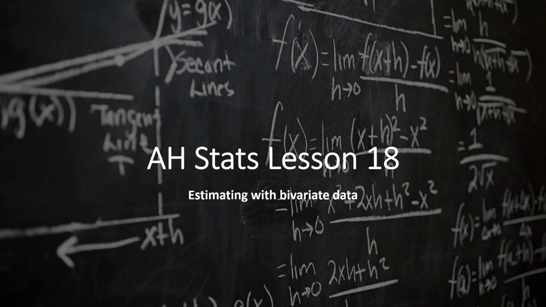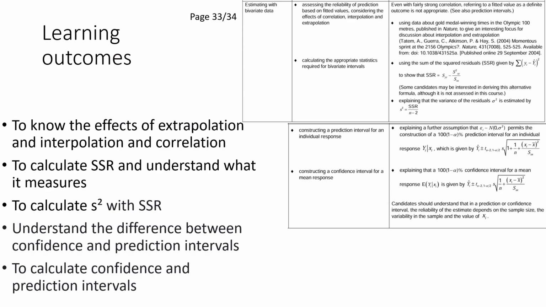In this lesson, we will be looking at estimation with bivariate data. You will find this skill on page 33 and 34 of the course spec. By the end of this lesson, you should know the effects of extrapolation, interpolation, and correlation.